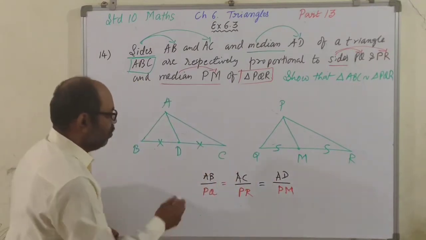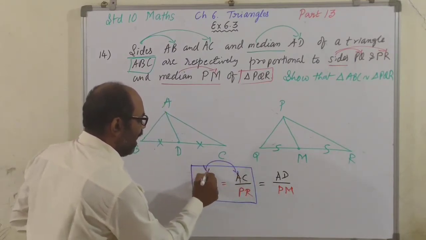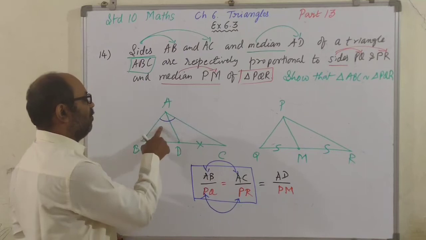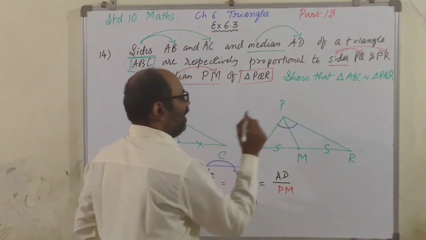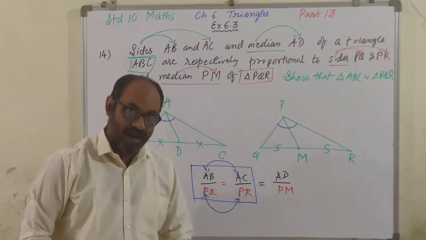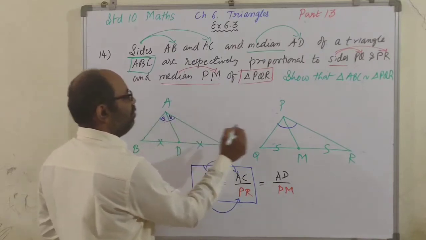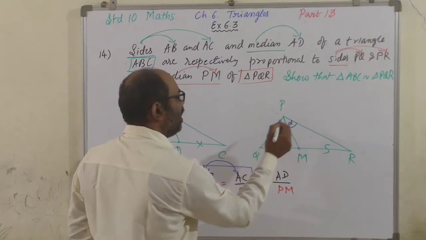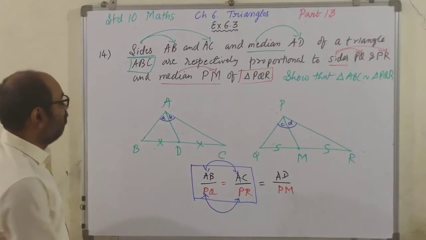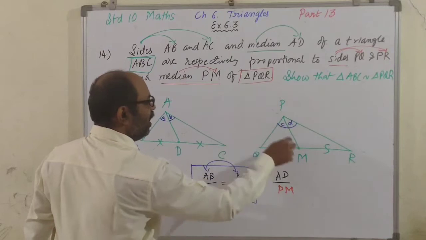You can use this later if you prove angle A equals angle P. Angle A, the whole one which has two parts, equals angle P. Proving angle A equal to angle P directly is quite difficult. Let's take these two parts. Okay? Chalo. What to do? How will you prove angle BAD is equal to angle QPM?